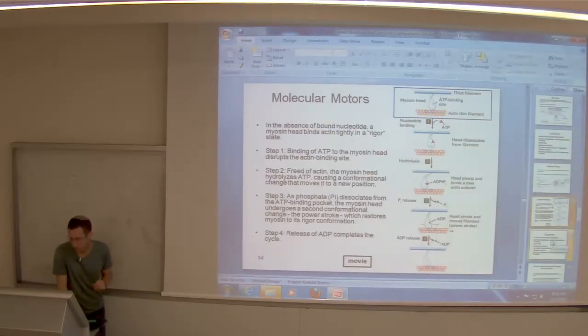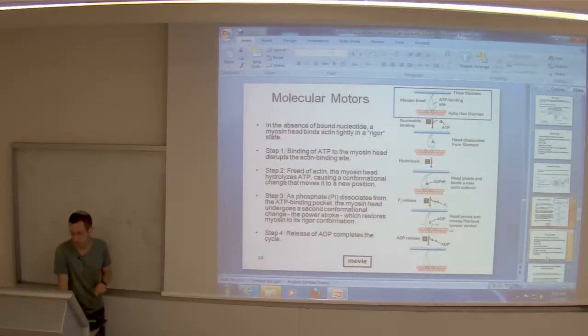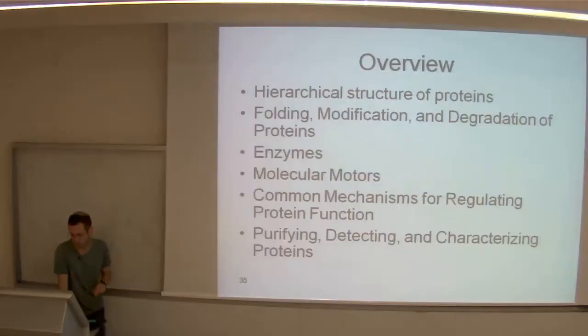So it always moves to the plus side? Towards the plus side. I think there are some myosins that move towards the other side, towards the minus pole. I'm not sure. The thing to remember here is that the road itself has polarity and has directionality.